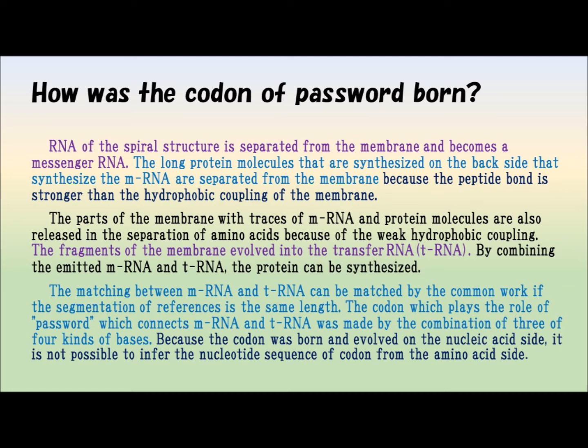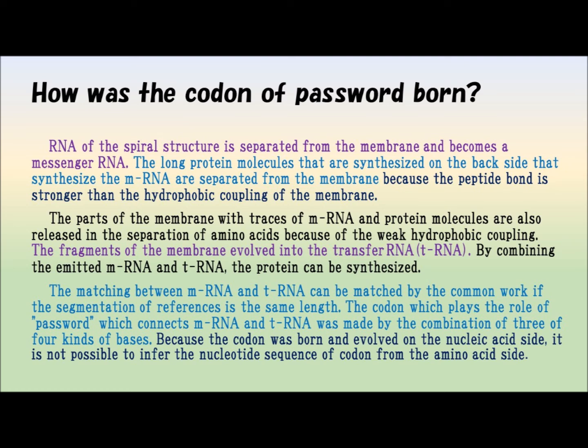How was the codon of the password born? The RNA of the spiral structure is separated from the membrane and becomes a messenger RNA. The long protein molecules that are synthesized on the backside, where the m-RNA is synthesized, are separated from the membrane because the peptide bond is stronger than the hydrophobic coupling of the membrane. The parts of the membrane with traces of m-RNA and protein molecules are also released in the separation of amino acids because of the weak hydrophobic coupling. The fragments of the membrane evolved into transfer RNA. By combining the emitted m-RNA and t-RNA, the protein can be synthesized.